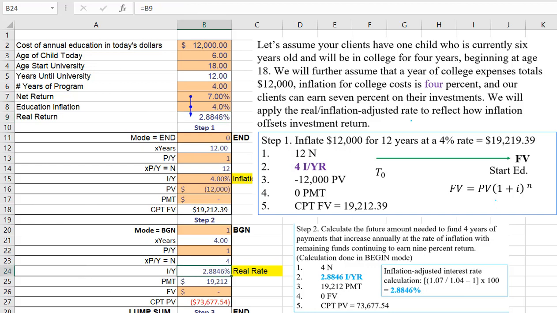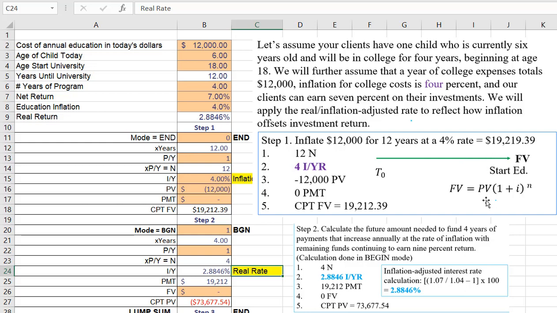We use it down here in step number 2. We're going to use that real return. It's very important that we do that. We also do that in retirement planning for step number 2, and that's why we're running through these videos. Okay, but for now, the focus is on step number 1. We're going to inflate the $12,000 for 12 years at a 4% rate. The future value is $19,212.